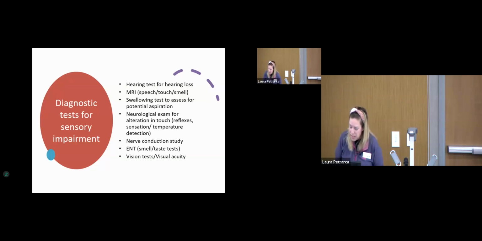And then neurological exam for alteration in touch. They'll assess reflexes and do some sensation and temperature detection studies, and nerve conduction studies for those who have any numbness or tingling. You can send them to an ENT. They can do smell and taste tests. They can also insert a scope up in the nares. You've probably seen this, where they can look for any obstructions or anything that may be causing an alteration in the smell for the patient. And then vision tests, visual acuity. Make sure you're doing those with that Snellen chart.